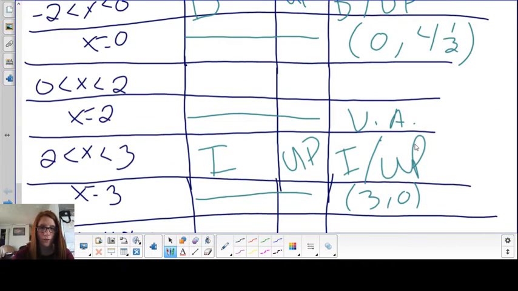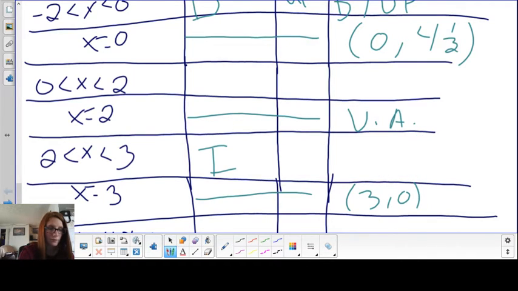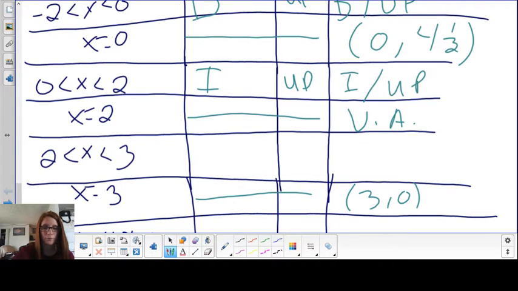I wrote that in the wrong line, didn't I? Sorry about that, guys. Hold on, let me fix that. We are increasing and we are concave up. So we are increasing concave up. Sorry, my apologies, 1 wasn't between 2 and 3. That doesn't make sense. So next I'm going to go ahead and find something between 2 and 3.